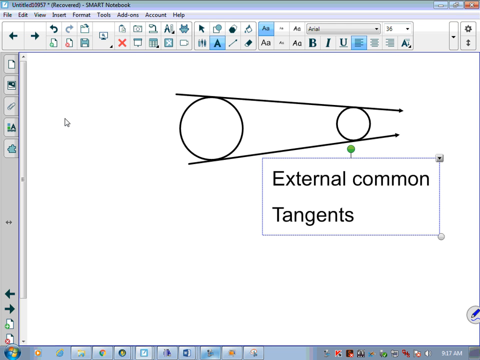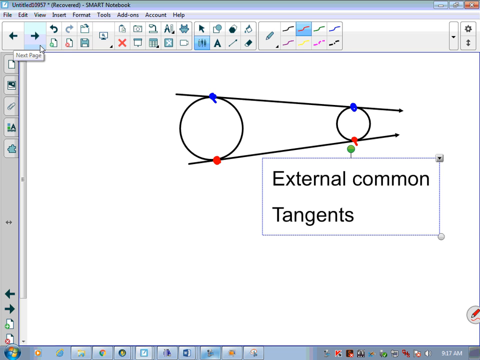So we're seeing this top line comes across, touches this first circle at exactly one point, keeps going, touches a second circle at exactly one point. Then we have a second one that touches those circles there and there. It's tangent lines. So far pretty basic, pretty easy. All right, so that's external, meaning the lines are on the outsides of those circles.